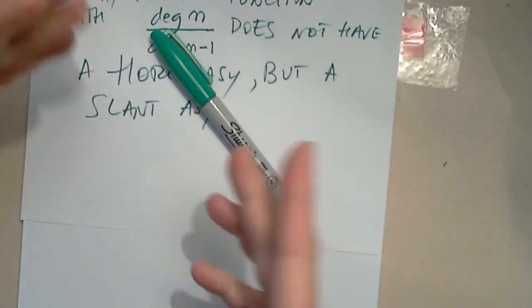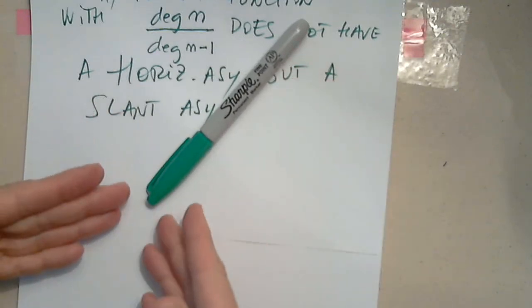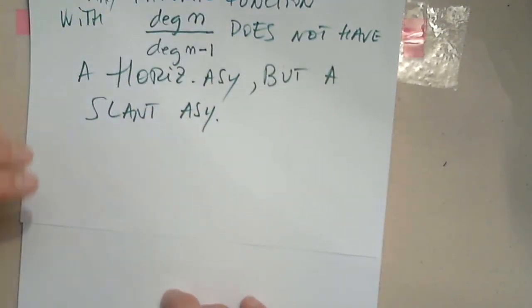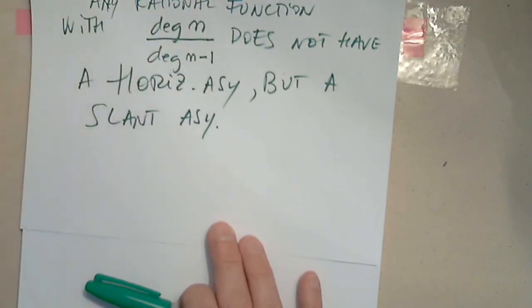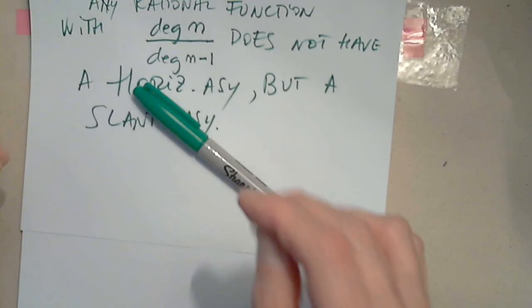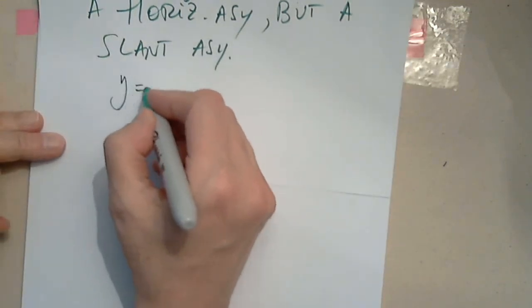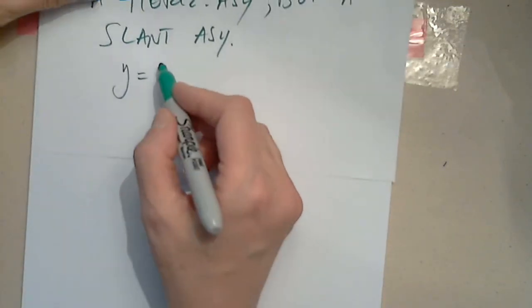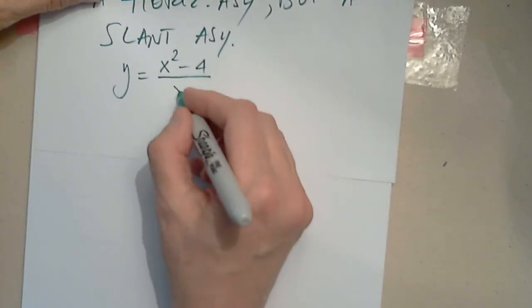asymptote. Either going from positive to negative infinity or going from negative infinity to positive infinity. Because when you divide these two, degree n divided by degree n minus 1 will give us a line. And that line is the slant asymptote and depends on its leading coefficient. Okay, so let's take a look at an example. Let's say I'm making one up. So let's say x squared minus 4 divided by x.